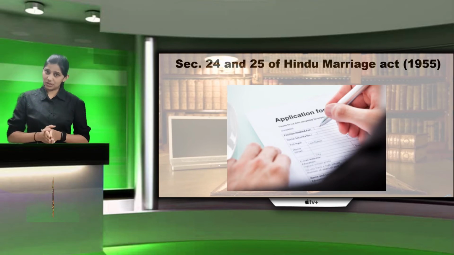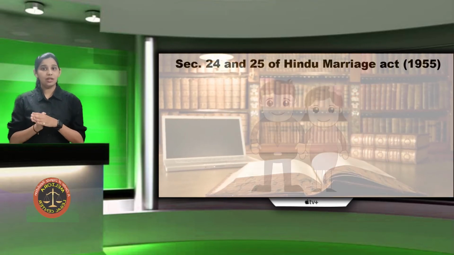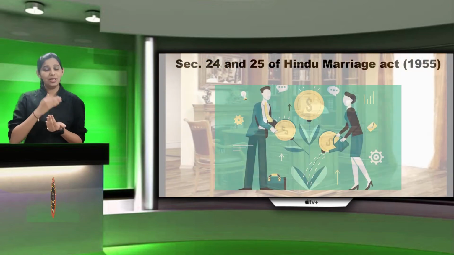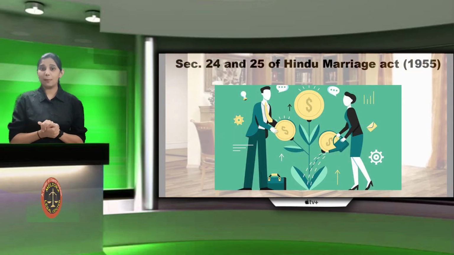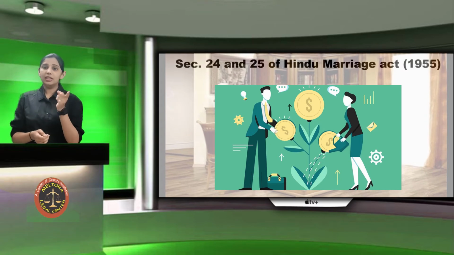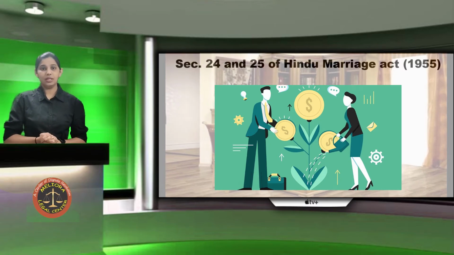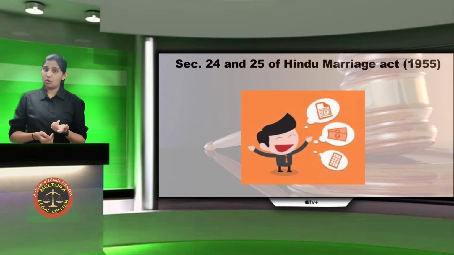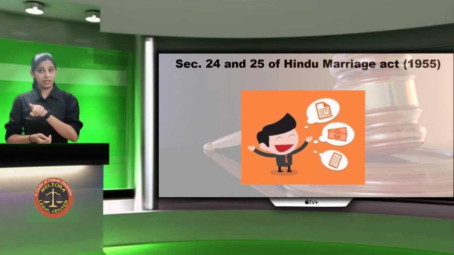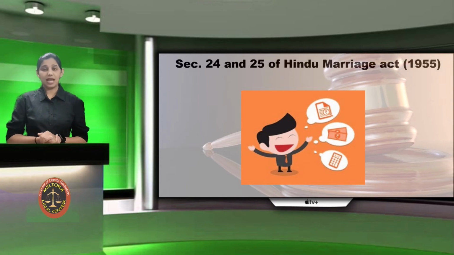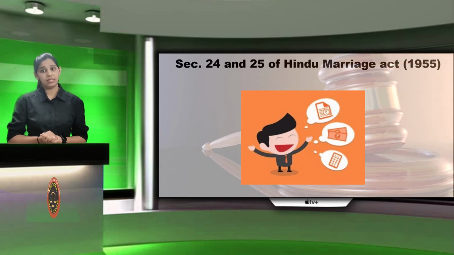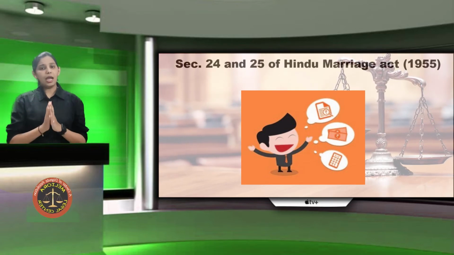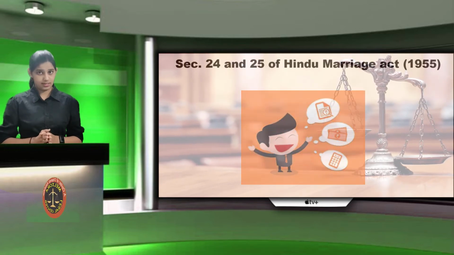So, as said in Section 24, either the husband or the wife, if they do not have an independent income which is sufficient for their basic needs, then he or she, as the case may be, may file the application for maintenance. Then the court orders the respondent to pay the petitioner the expenses of the proceeding as well as the monthly sum, which depends on the income of the respondent. I hope you all have understood these points.